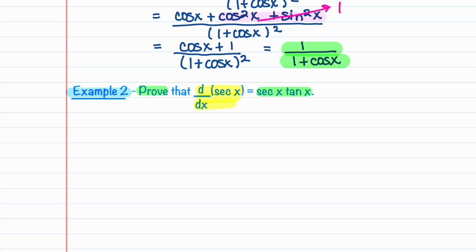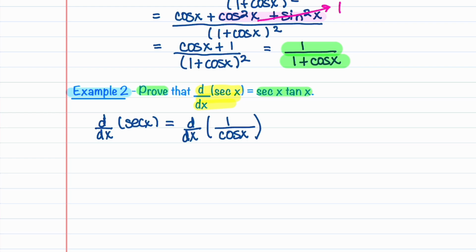The first place to start is by thinking about a function that is similar to secant x that we actually know the derivative of. And that function is going to be cosine. So we're going to start by saying that the derivative with respect to x of secant x is the derivative with respect to x of 1 divided by cosine x, because secant x is 1 divided by cosine x.